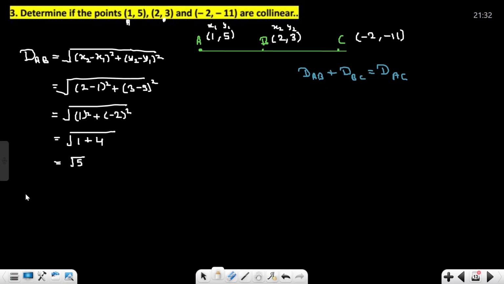Second, our target is the distance of BC. Now I will solve it directly. Okay, you can write the formula here and put in the values. Follow the same steps.